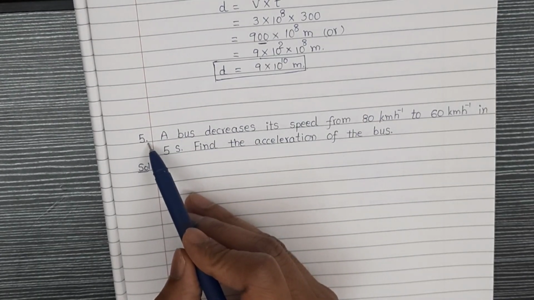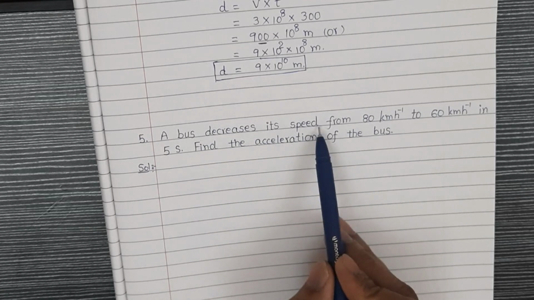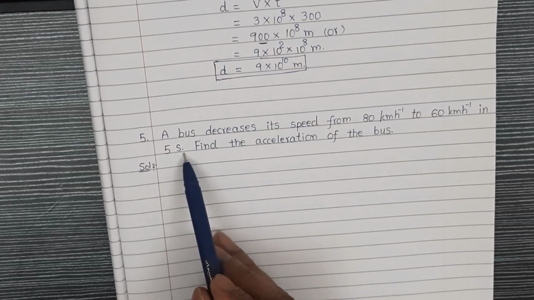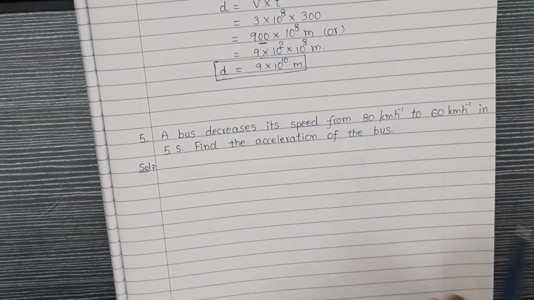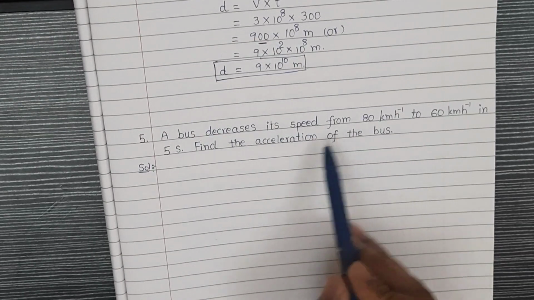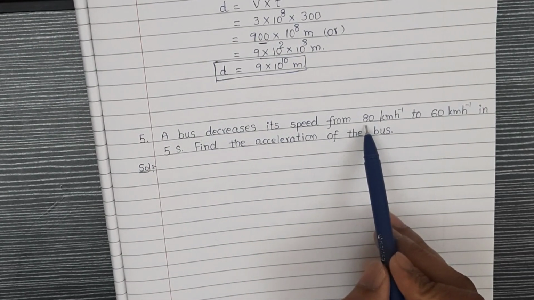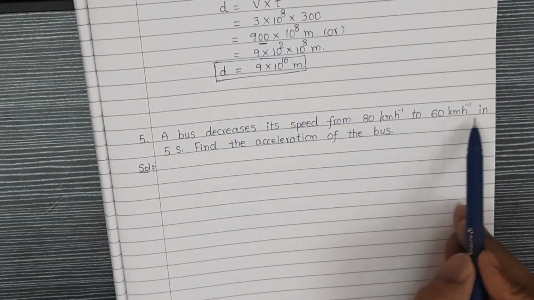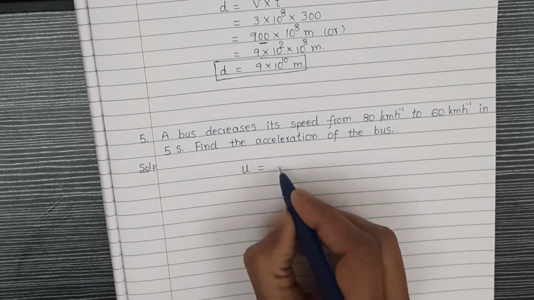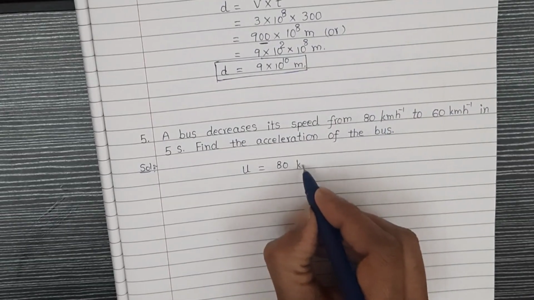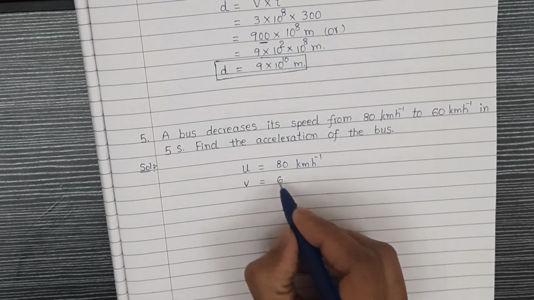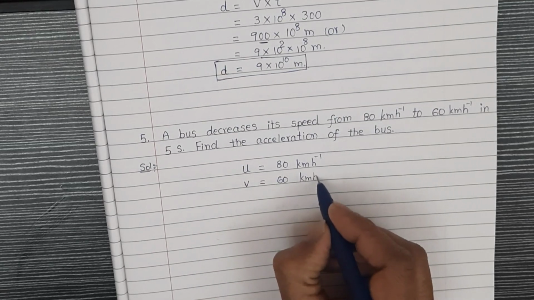Coming to question number 5. A bus decreases its speed from 80 km per hour to 60 km per hour in 5 seconds. Find the acceleration of the bus. As I mentioned earlier, let us take the data given clearly. The speed is decreasing from 80 km per hour to 60 km per hour. That means initial speed is u, which is 80 km per hour, and final speed is v, small v, which is 60 km per hour.